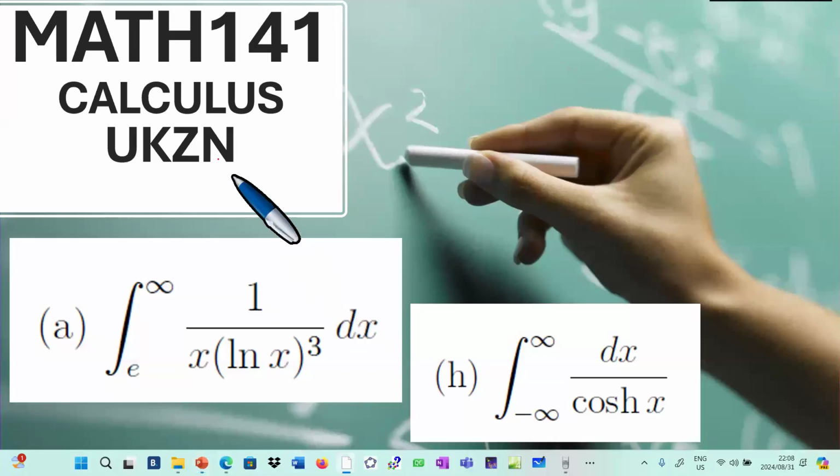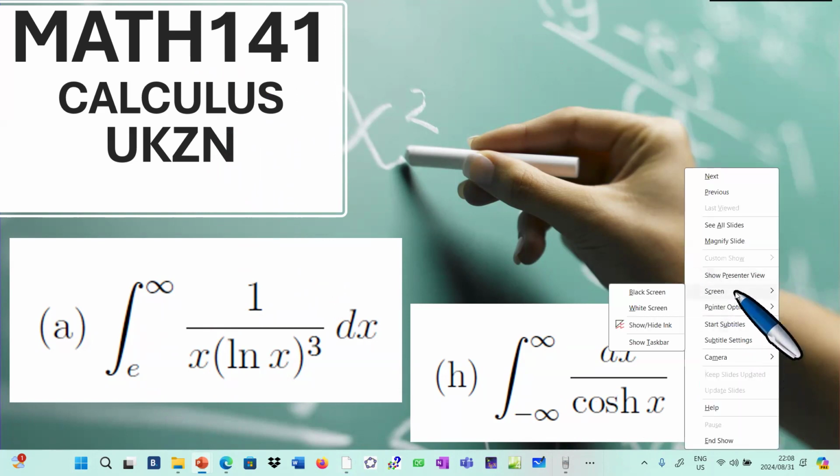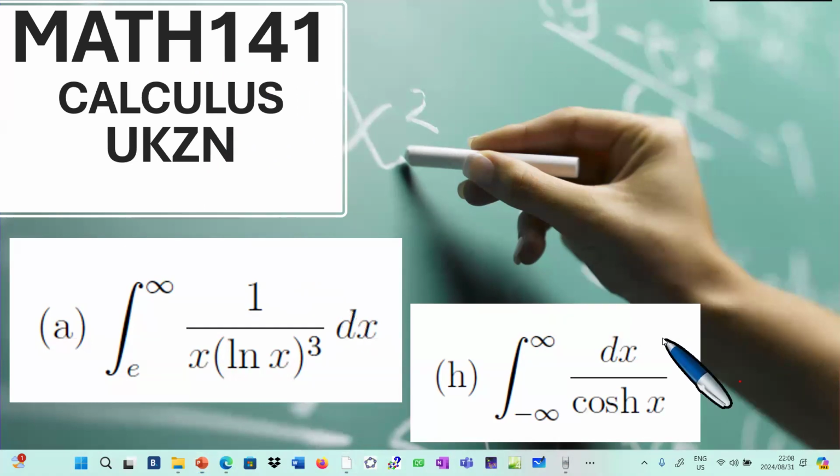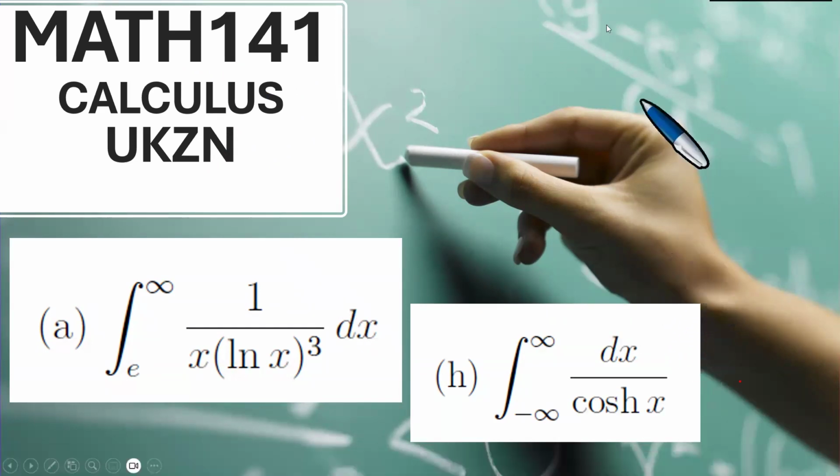In this lesson, we shall focus on mathematics, MATH141 calculus, a UKZN module. We shall look at integration, focusing on integrals that run up to infinity in terms of limits of integration. This one stretches from, for example, minus infinity to infinity, right? So we'll have a perfect opportunity to discuss these questions and make sure that we understand exactly what is happening, and we move forward by trying the next questions.